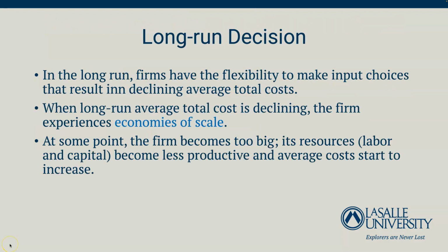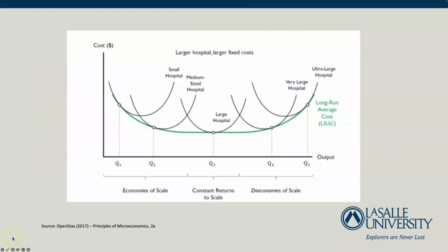In the long run, firms or organizations have the flexibility to make input choices that result in declining average total cost. When a long-run average total cost is declining, the firm once again is experiencing economies of scale. However, at some point, the firm or organization might become too big and its resources, including labor and capital, might become less productive and average costs might start to rise. Now consider the following model.